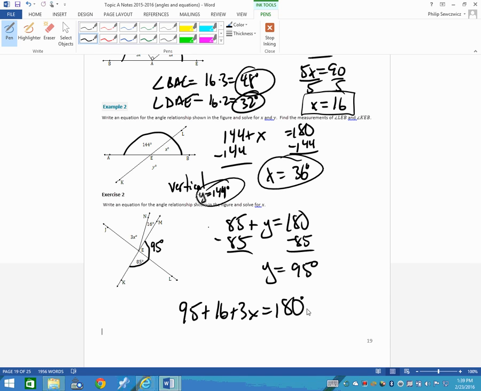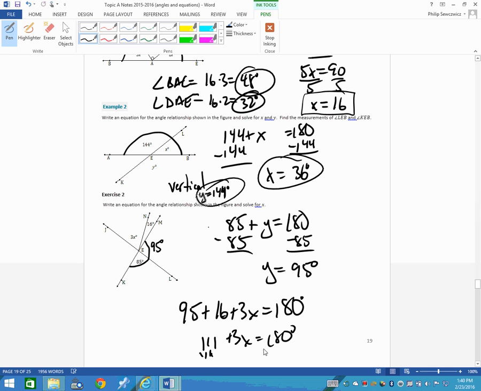Can I use vertical angles anywhere? Can I use my supplementary angles? It just takes getting time, getting used to the vocabulary. So if I do my 95 plus my 16, 1 carry the 1, 111 plus 3x equals 180.